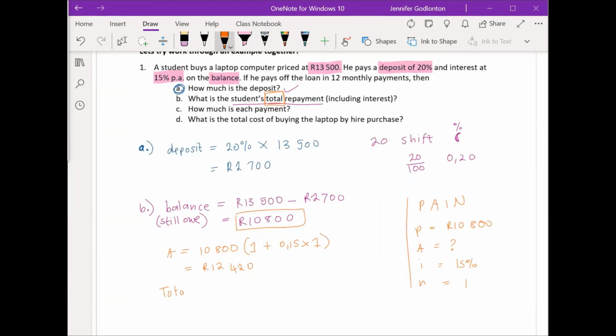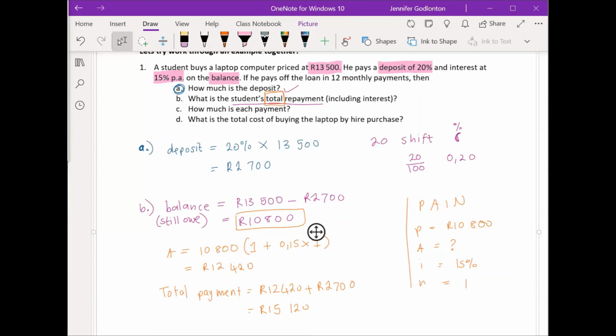So the total payment is going to be 12,420 Rand plus our initial deposit. And we get a wonderful total of 15,120 Rand. So this student lands up paying almost 2,000 Rand more for this laptop, even though the loan is only over 1 year, which is a relatively short time for a loan. But that's how shops make their money.